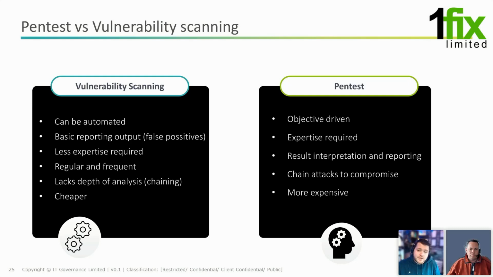Maybe you have an in-house SOC team. They can do a pen test. That's okay. Third-party companies, again, you're probably paying for this. You're paying for your SOC team.